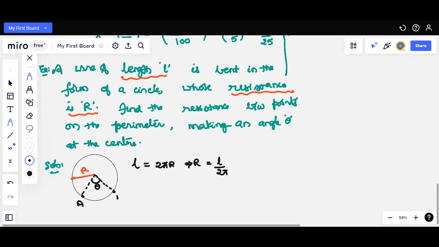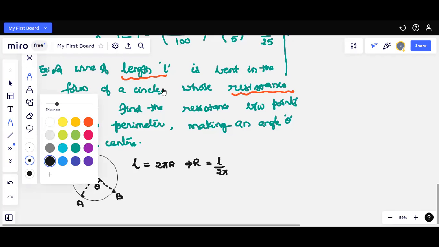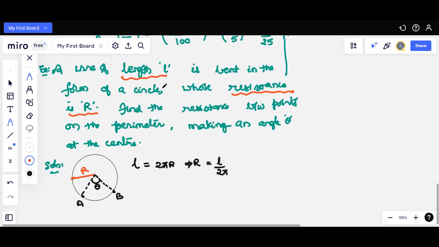What is the resistance of that part? And you are trying to see a resistance of this part, AB, shorter part. Accepted. This length is radius into theta, and its resistance R1 is equals to R theta, that is L by 2 pi into theta.